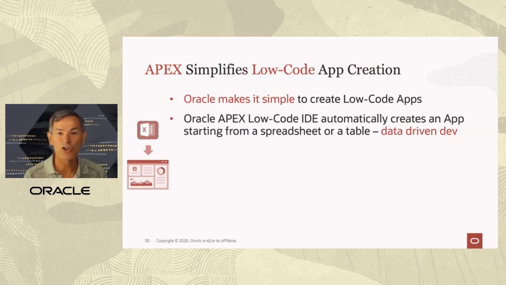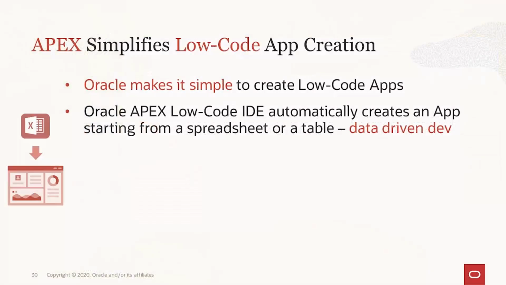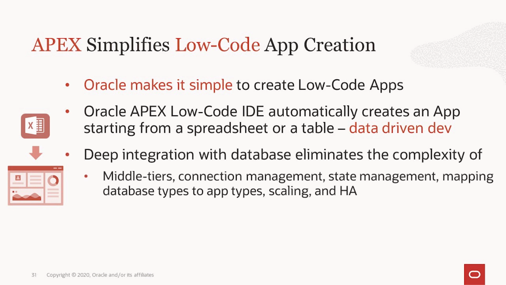Next, let's talk about low-code application development. Low-code apps is a very popular way to rapidly develop apps, and Oracle makes it dramatically simpler to create low-code apps. Oracle has an IDE called Apex, which automatically can create an app starting from a spreadsheet or a table. So it's truly data-driven. But Apex goes well beyond other low-code IDEs because it has very deep integration with the database that eliminates much of the complexity of operating and installing an app.